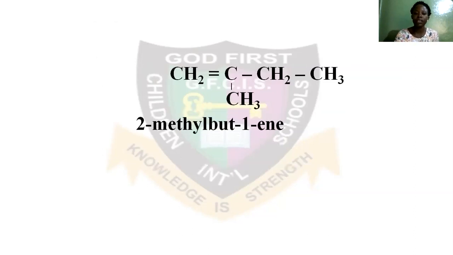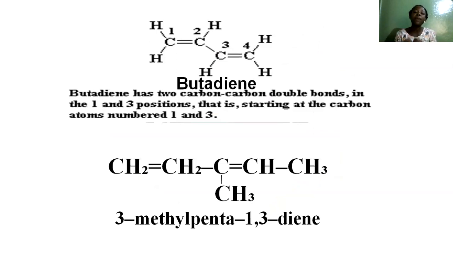So moving on, look at another one. In the presence of more than one double bond, look at this. This is butadiene because you have 2 double bonds present here. So that's why the name is butadiene. Remember, when you have 4 carbons it is but, so 1, 2, 3, 4. So the name of this compound is butadiene. Butadiene has 2 carbon-to-carbon double bonds in the 1 and 3 positions, that is starting at carbon atom number 1 and 3. So you have butadiene.